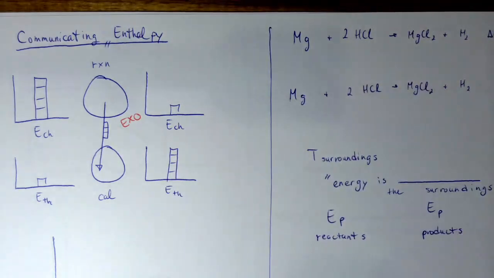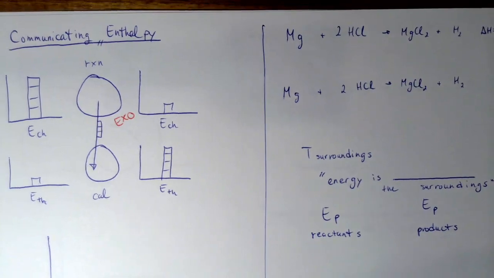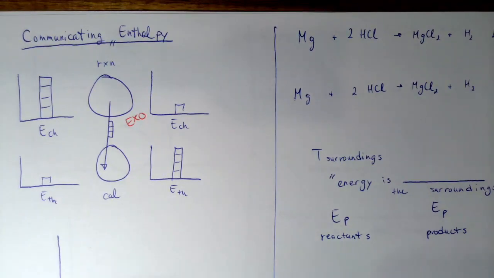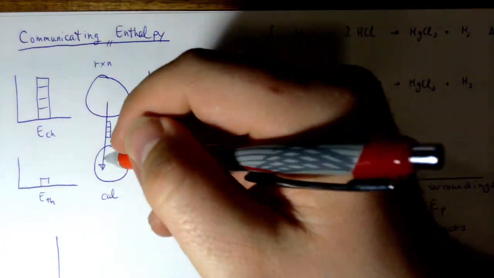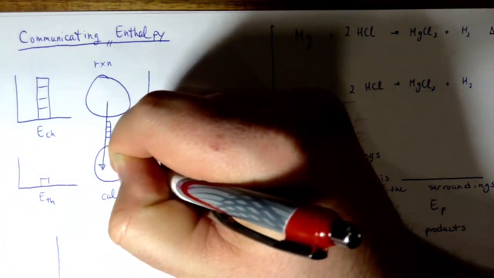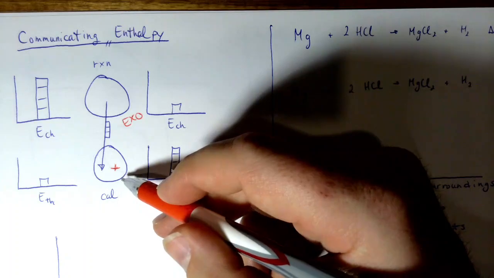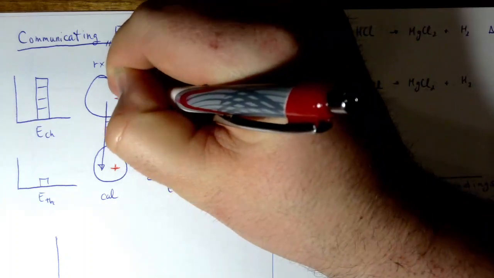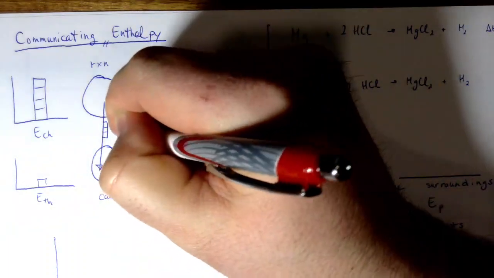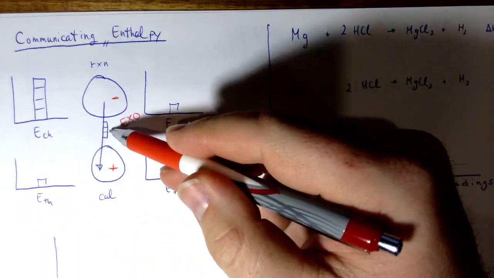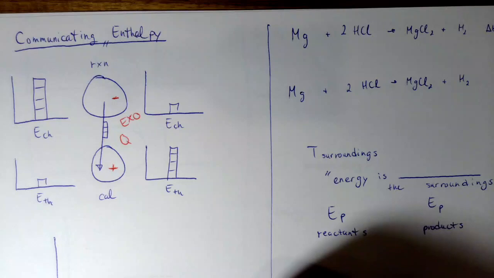So today we're going to talk about all of these different things that define an exothermic reaction in the eyes of a chemist. First of all, energy is going into the calorimeter. So from the calorimeter's perspective, that is positive. From the reaction's perspective, that is negative. So we've talked a lot about Q. This energy being transferred, that is Q.